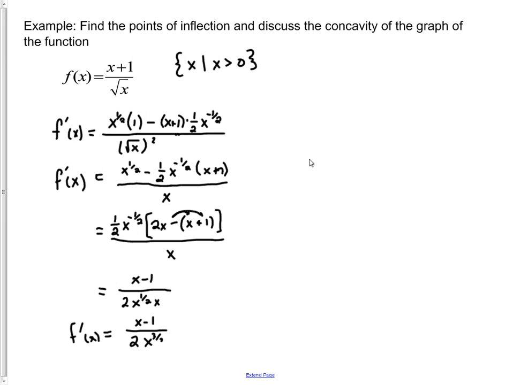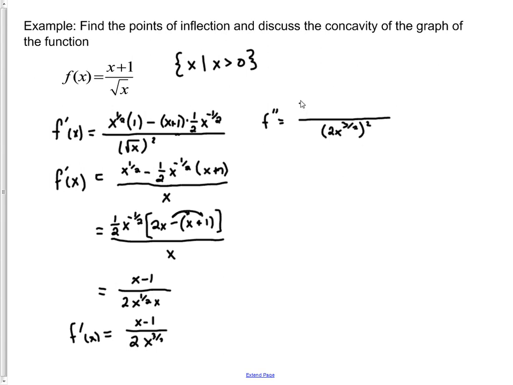So our next job is going to find f double prime of x, which means, of course, we can use our quotient rule yet again. So what does that mean for us? We're going to take the quantity 2x to the 3/2 in the denominator squared.